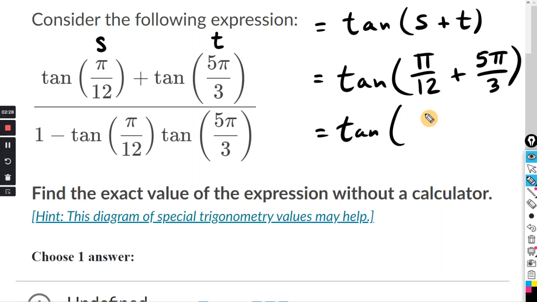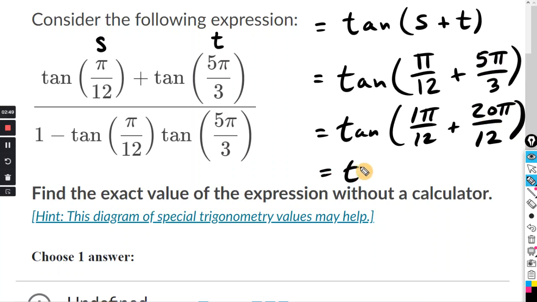So we know 5 pi over 3 is the same as... and to get a 12 here, we'll multiply the top and bottom by 4. So 3 times 4 is 12, 5 times 4 is 20 times pi. And that's going to equal the tan function. 1 plus 20 is 21 times pi over 12. Hopefully that's on our unit circle.